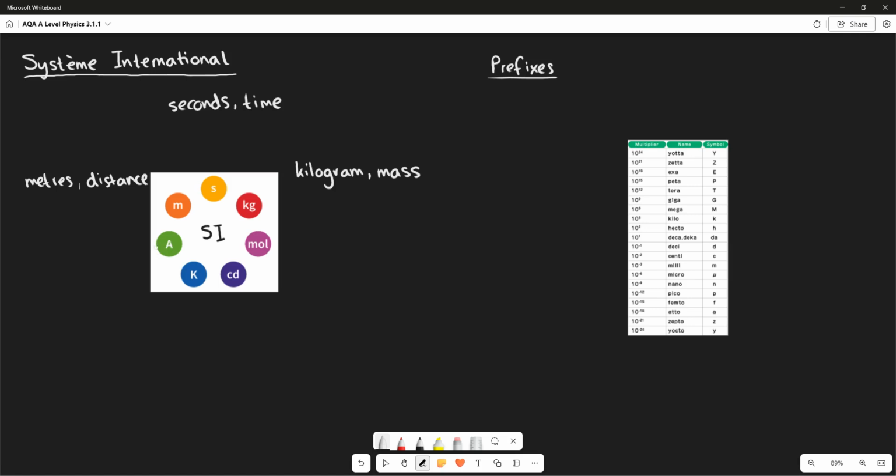What else have we got? We've got amperes. The ampere, which is a measure of electric current.